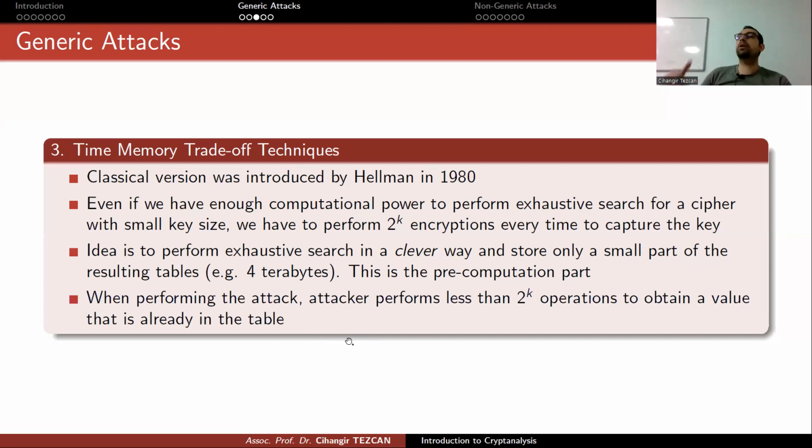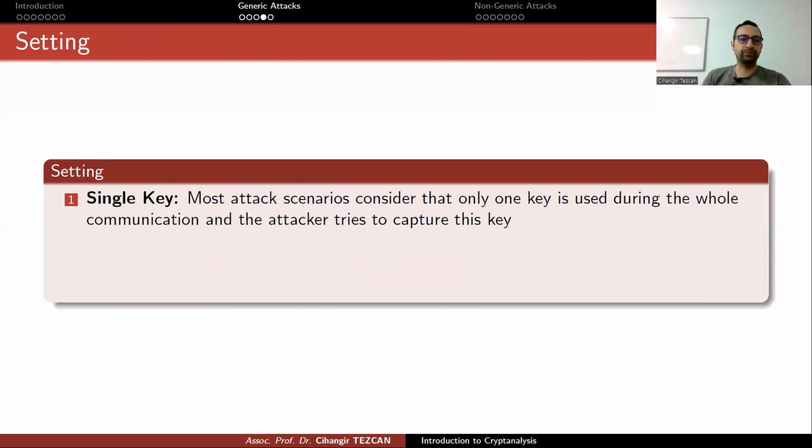When performing the following attacks in real time, when you capture the ciphertext, the attacker performs less than 2^k operations to obtain a value that is already in the tables. Okay? So this is a very nice idea. I will show in the future how to apply it to A5/1 so that it will be more clear. I will give the main idea, this classical idea, but of course you can then improve it to increase the success ratio. You can apply some different techniques. But we will come back to this idea in the future when I talk about A5/1.